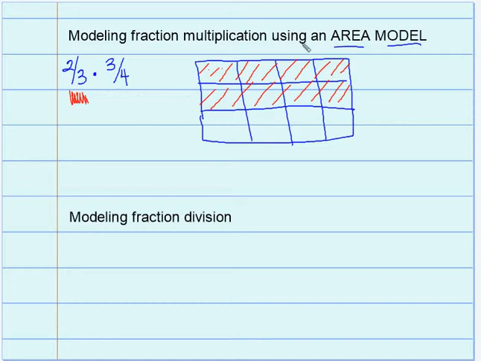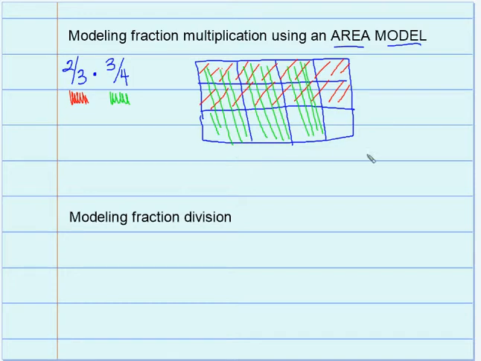So remember, these were my fourths. And I'm going to change colors. I'm going to use green now. And so now I need to shade in 3 of these fourths. Okay, so we're going to shade in 3. Okay, there's 3 of the fourths, right?